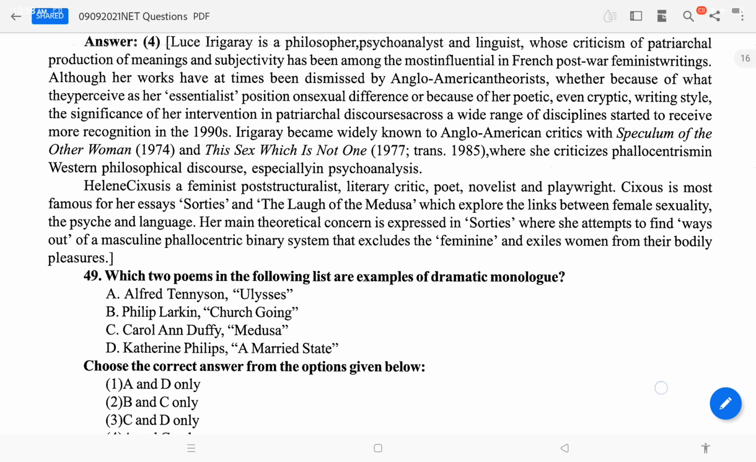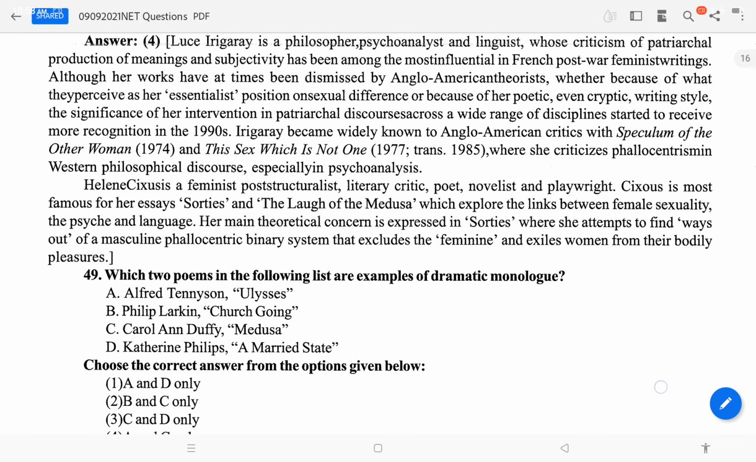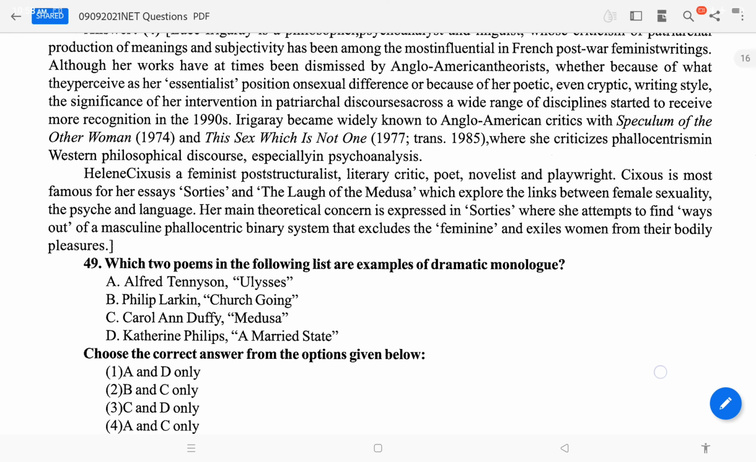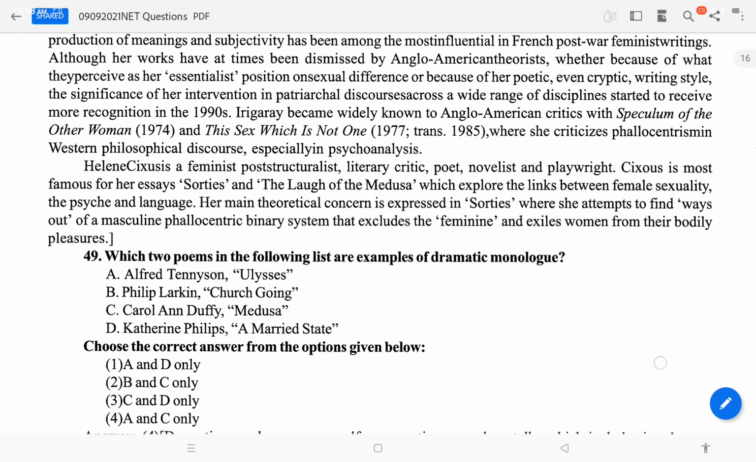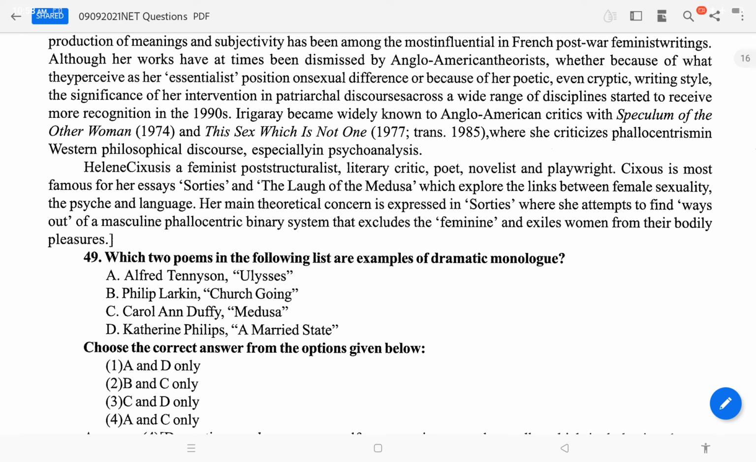So her most famous books are Speculum of the Other Woman and This Sex Which Is Not One, written in 1977 and translated in 1985, where she criticized phallocentrism. Phallocentrism means patriarchal writing, Western philosophical discourse, especially in psychoanalysis.